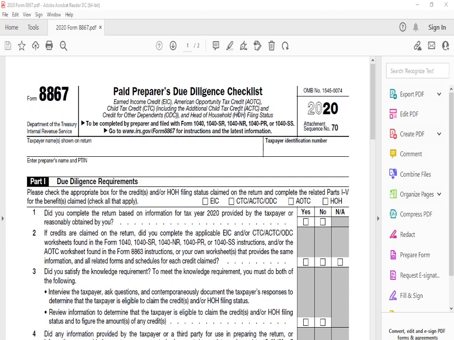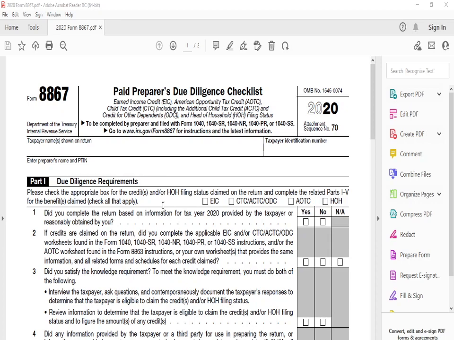So usually the software does a good job. For example, I've used two softwares in my career. I've used ProSeries and TaxAct. ProSeries is very good at showing which one you're supposed to click and which one you're not, and it does tell you all from there. So it tells you the due diligence requirement. Every tax person that's filing taxes has a due diligence requirement. Usually the software will fill everything up. For example, the taxpayer's name, the preparer's PTIN, the taxpayer identification number, usually the social security number is there.